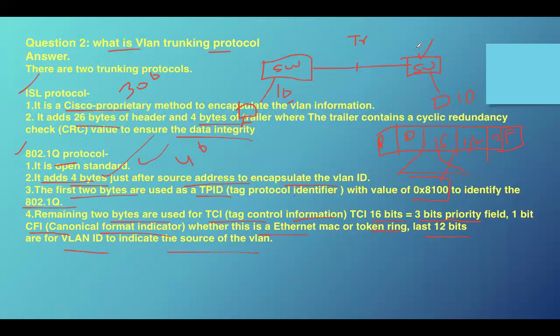So when this switch opens this frame, it checks the .1Q header. From that .1Q information, it knows that here we have VLAN ID 10. So this switch knows that this frame has come from VLAN 10. That's the answer if someone asks what a VLAN trunking protocol is.